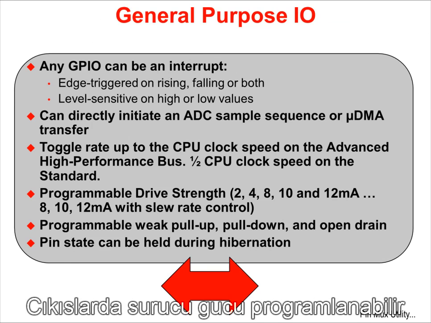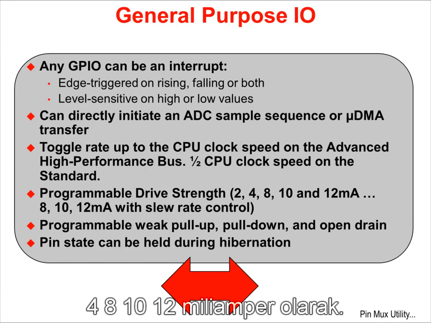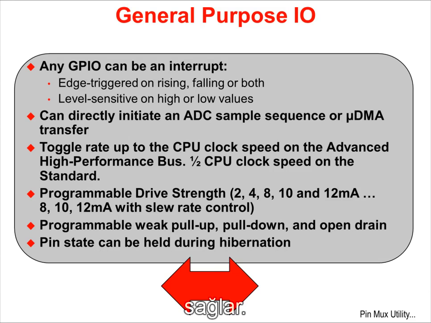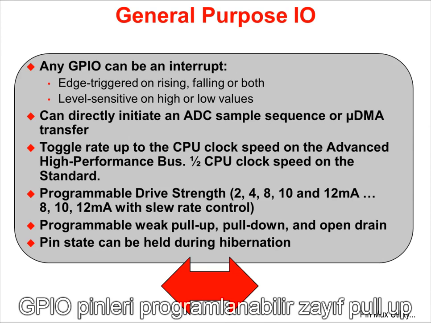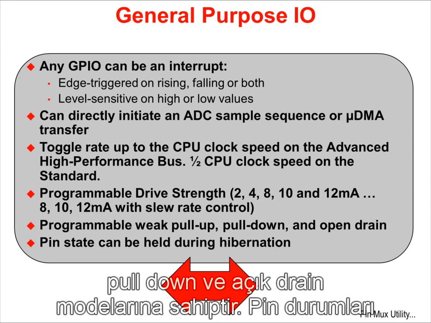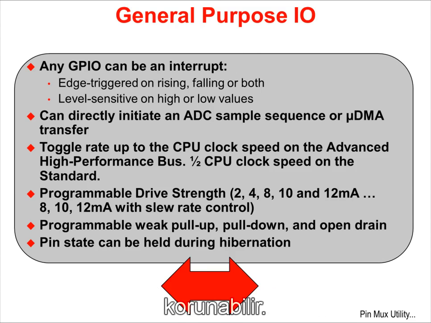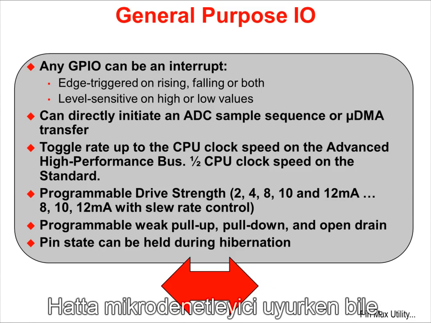As outputs, the drive strength is programmable to be 2, 4, 8, 10, and 12 milliamps. The 8, 10, and 12 milliamp settings also allow you to configure the slew rate. The GPIO pins have programmable weak pull-up, pull-down, and open drain modes. The pin states can be retained during hibernation mode to correctly connect to external circuitry even while the microcontroller sleeps.